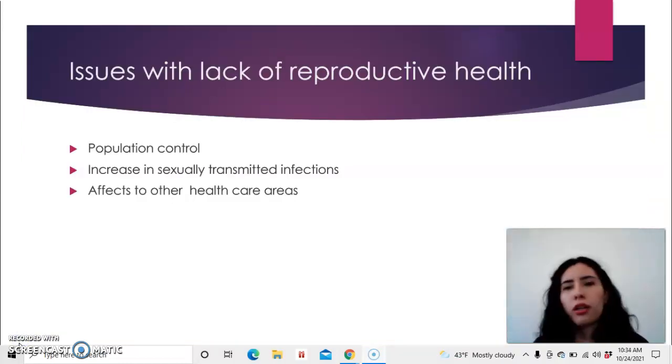Issues with lack of reproductive health. Population control. Without access and education surrounding reproduction, the population could grow to levels that cannot be sustained either economically or environmentally. Likewise, the reduction of population at an increased rate can have hardening effects on a country's economy. Not enough people could lead to the same lack of resources as overpopulation, but not enough people could provide goods and services. Increase in sexually transmitted infections.